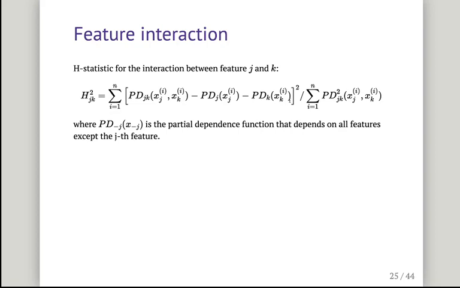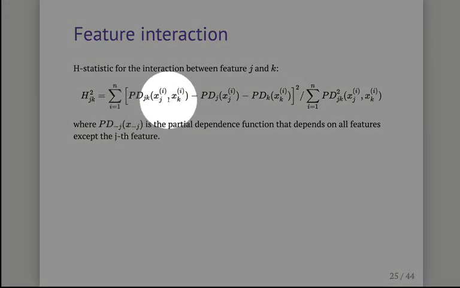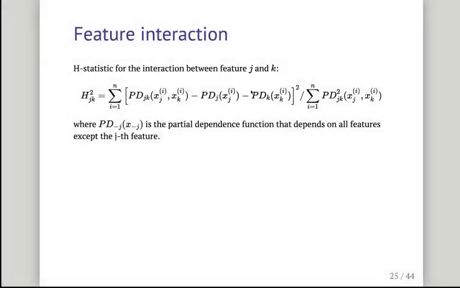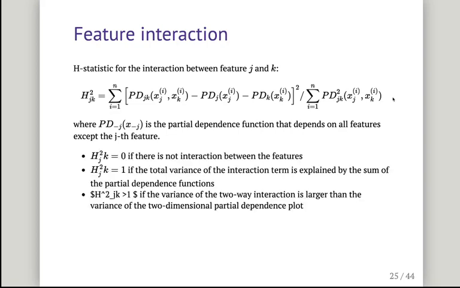Some things to notice here. This H statistic is a function of the partial dependence between the variables. So essentially, we're summing the partial dependence divided by the partial dependence squared. So we're calculating some measure based on this dependence.